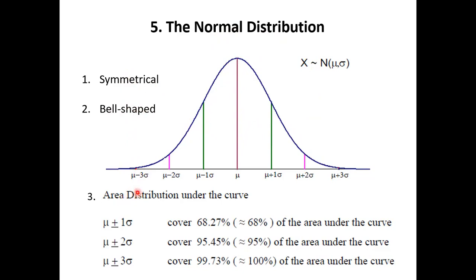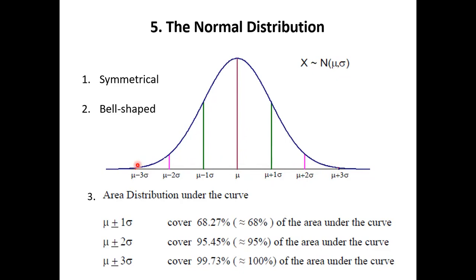Third condition, area under the curve. This is the symbol for mean, this is the symbol for standard deviation. The mean is the center. From here, walk 1 standard deviation. That will be mean plus 1 standard deviation, 2 standard deviations, and 3 standard deviations to the right. Similarly, minus 1 standard deviation, minus 2, and minus 3.